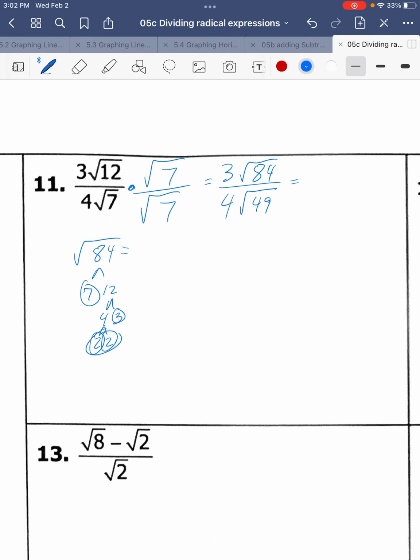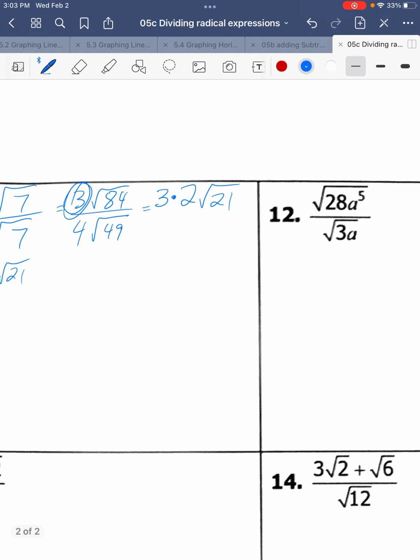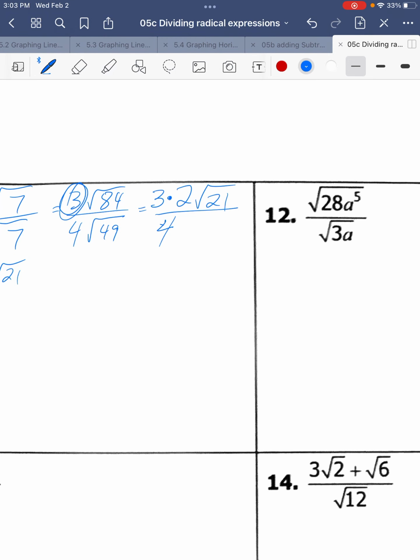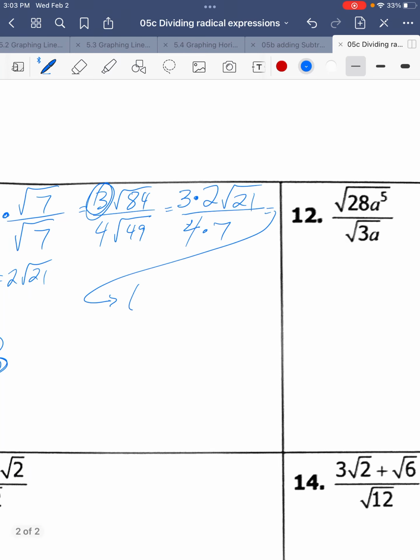So this is going to end up being 2 square root of 21. Sorry. So we have a 3 that's on the outside already. So that 3 is going to multiply by 2 from here, down below. And then 7 times 3, what's left over, is going to be 21. In the denominator, we have 4 times square root of 49, which is 7. So we have 3 times 2 is 6, square root of 21, over 28.